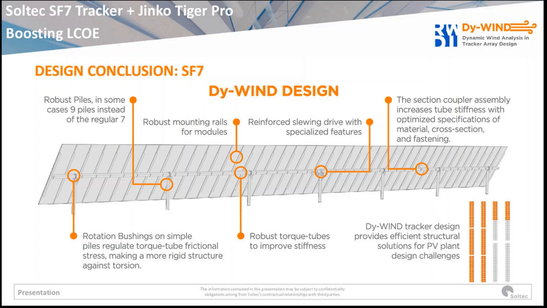Other adaptations can be increasing the thickness of the module rails, or putting more piles per tracker. We don't have the same number of piles per tracker for every project. It depends on the wind and on the PV module size. So we make all these adaptations in our tracker design in order to be completely sure that we are withstanding the wind necessities of the project.